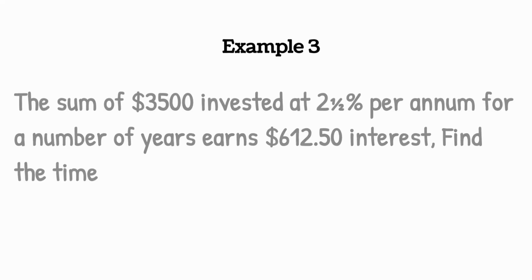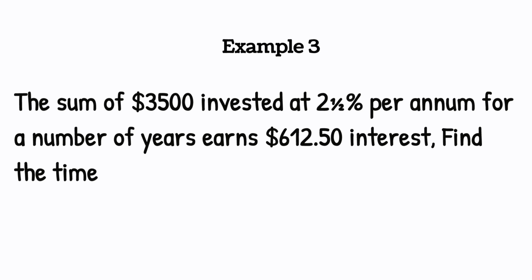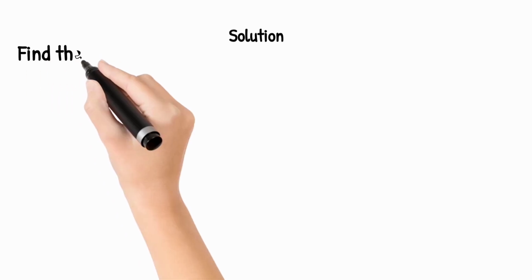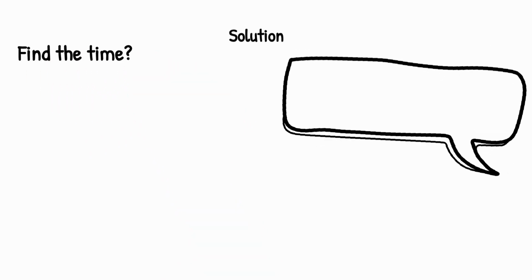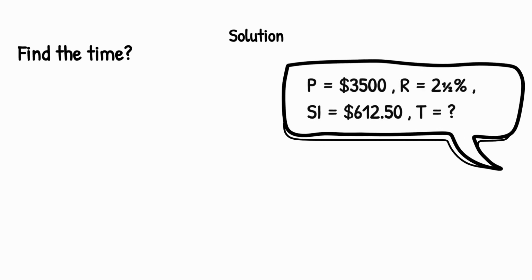The next question says the sum of 3,500 invested at 2.5% per annum for a number of years earns $612.50 interest. Find the time. So the question is asking us to find the time. From the question, we have our principal to be equal to $3,500, rate to be equal to 2.5%, simple interest to be equal to 612.50. So our formula for time is 100 times SI, which is simple interest, divided by P times R.